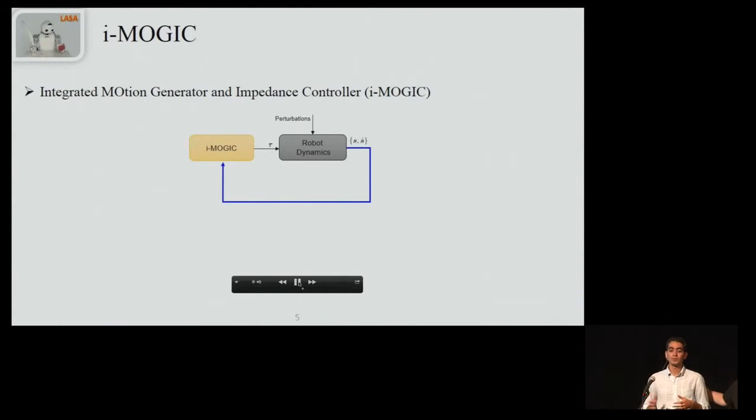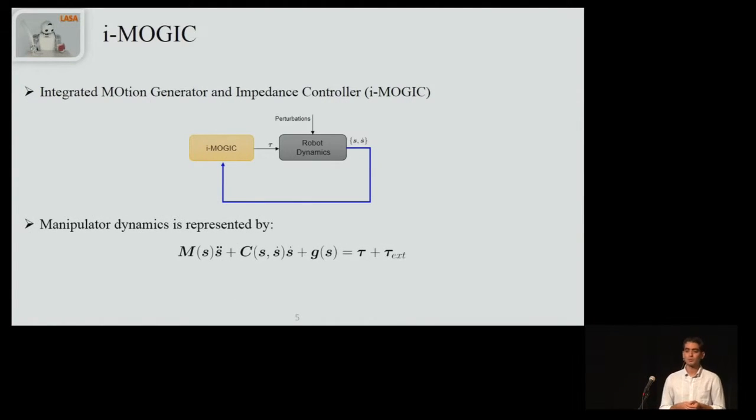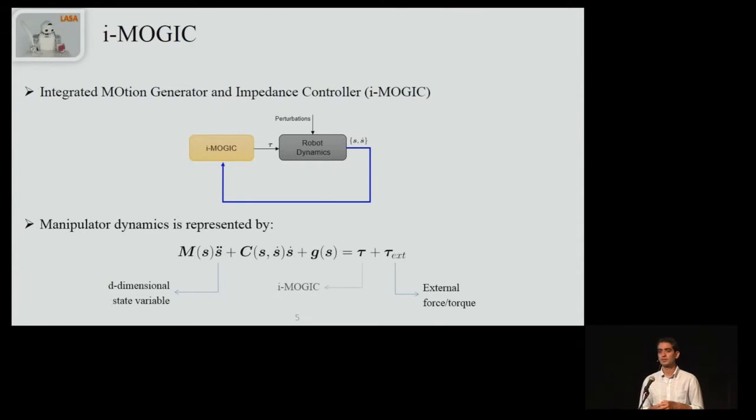As it comes from its name, iMogic can model both motion and interaction in one single model. To evaluate the stability of iMogic, we use the well-known rigid body dynamics equation. Here I would like to emphasize that in our stability analysis, we do not need to know the exact value of the external force, which is really good because this value is not always available.